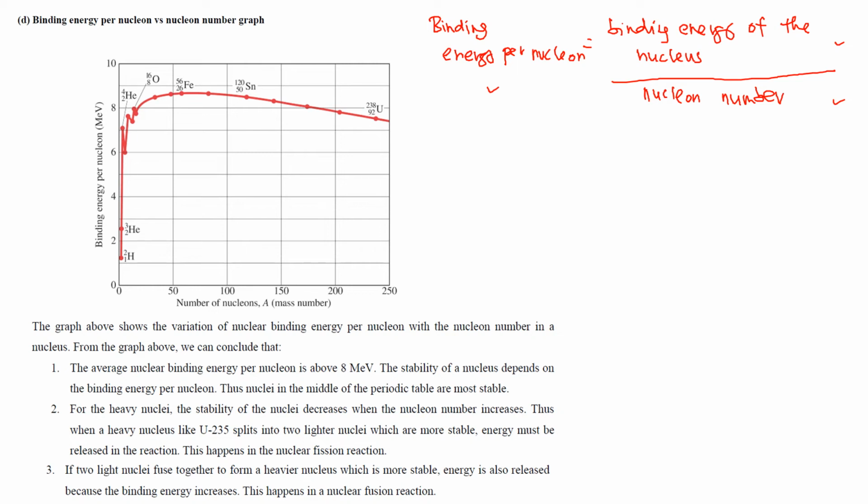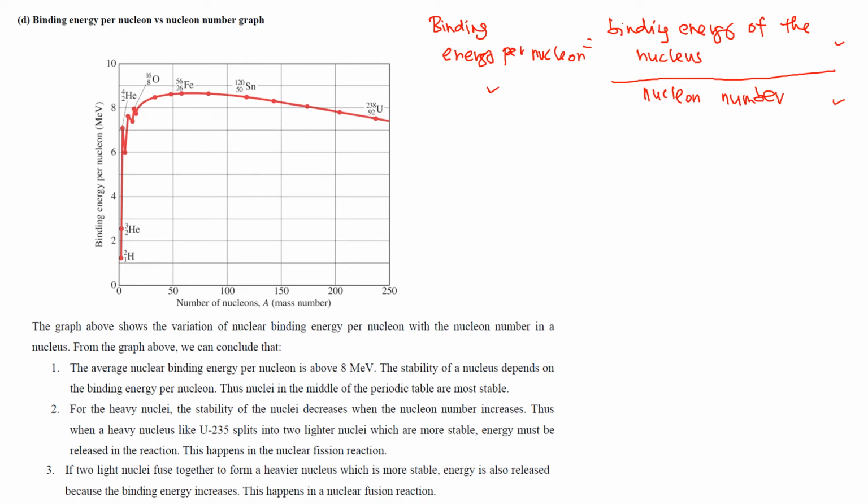Let's look at this graph. What is binding energy per nucleon? It is the energy per nucleon required to completely break up the nucleus. Okay, to break apart the nucleus.